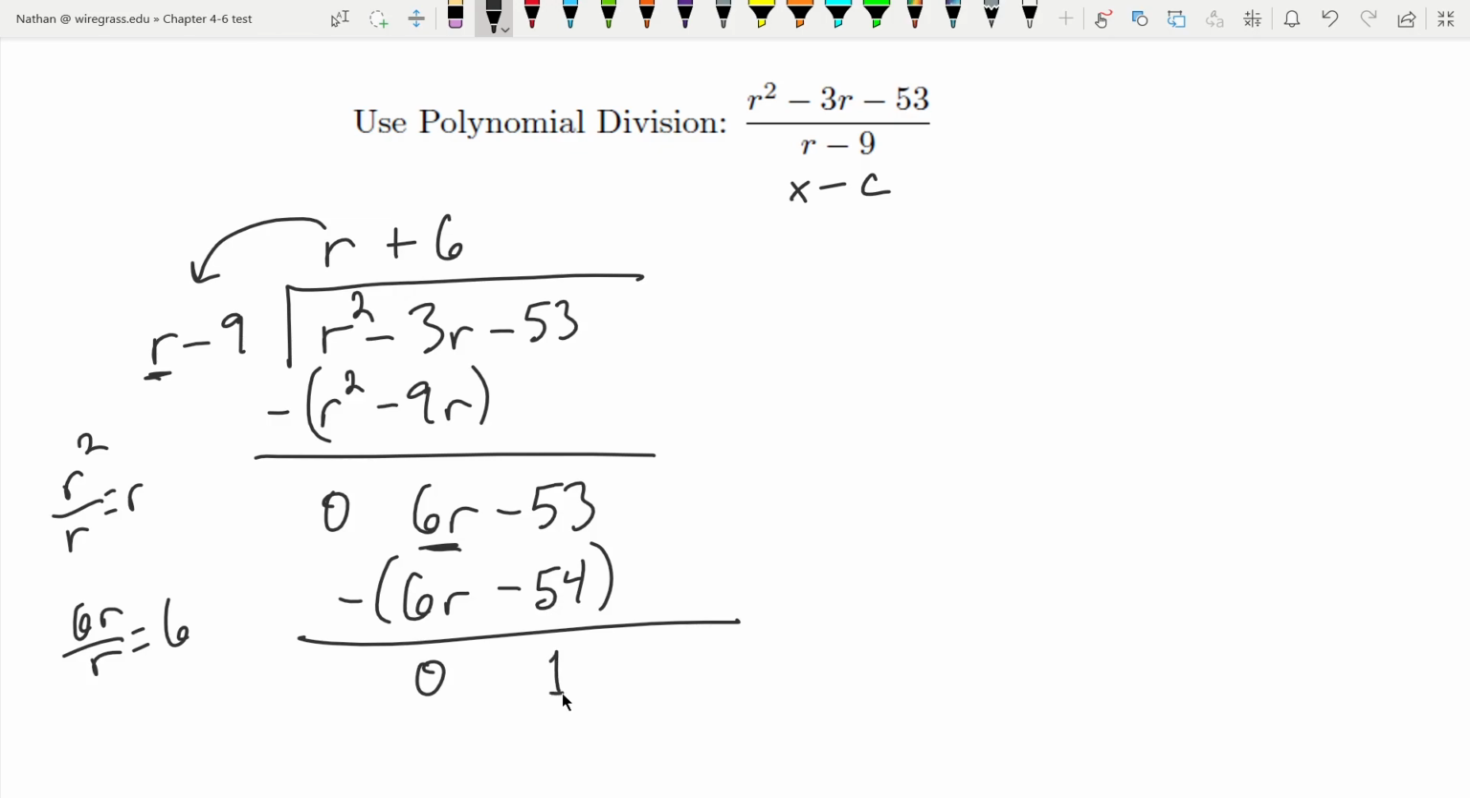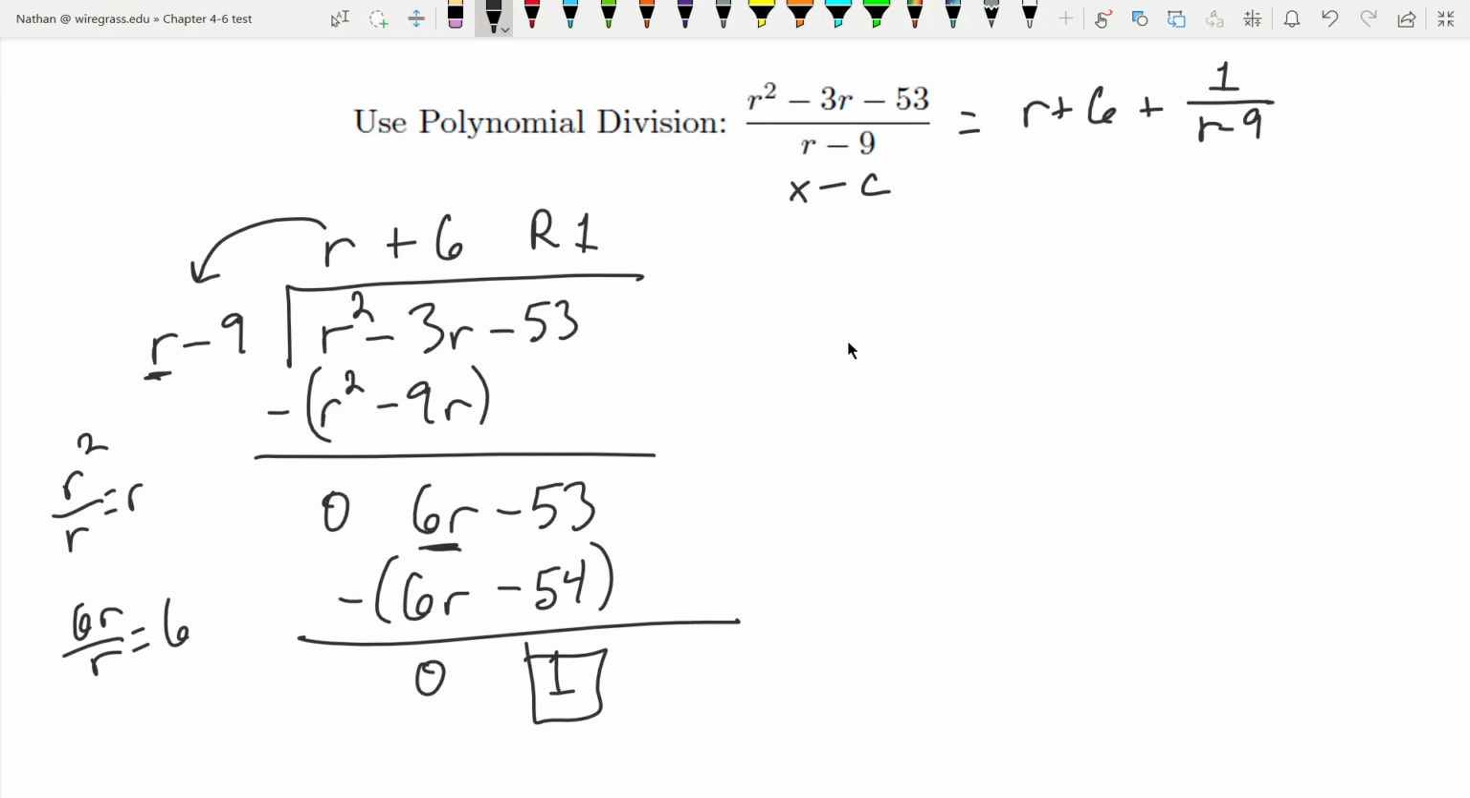Negative 53 minus negative 54, or plus 54, is just going to be 1. And you can see here now, if we were to divide this by r, we get a fraction, 1 divided by r. That's not what we want. There's no r remaining, so this is our remainder. So the answer is r plus 6 with a remainder of 1. So in essence, this answer is r plus 6 plus the remainder divided by the same fraction we had before. That's what this thing breaks down into.